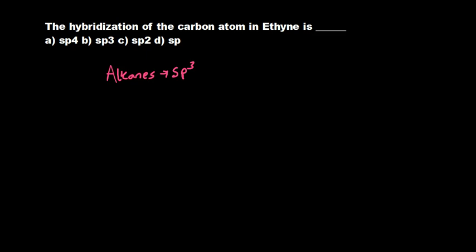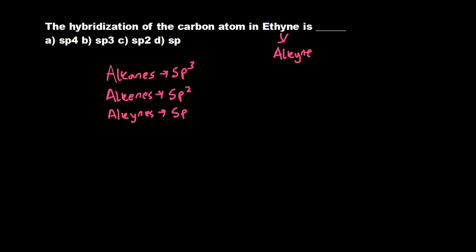sp3. For alkenes, it is what? sp2. And for alkynes, it is what? It is sp. So without wasting our time, we know that ethyne is what? Is an alkyne.